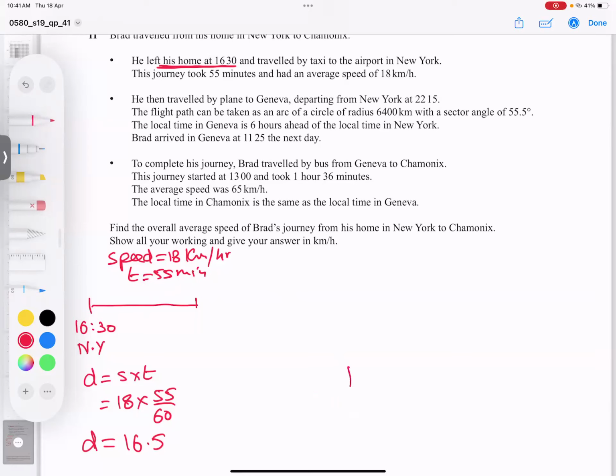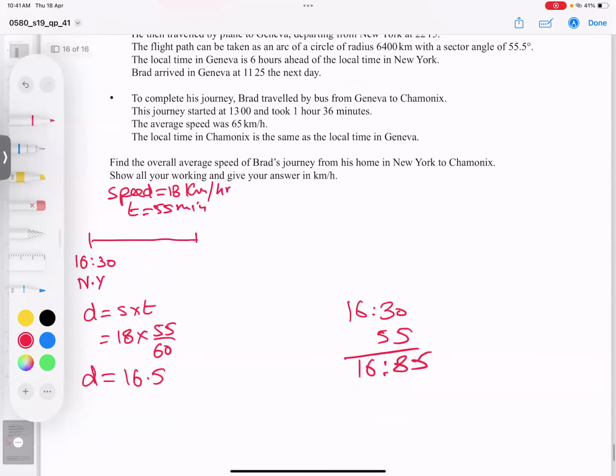If you are confused this way, add the minutes and minutes. Look, I show you: 16:30 and 55 minutes. It becomes 85 minutes. But the problem is that after 60, the hour changes. So out of 85, I subtract 60 and get 25. So this becomes 25 minutes, and this becomes 1 hour. So it becomes 17:25. I believe all of you understood how I got 17:25. Alhamdulillah. It means after the 55-minute journey, the time is 17:25.